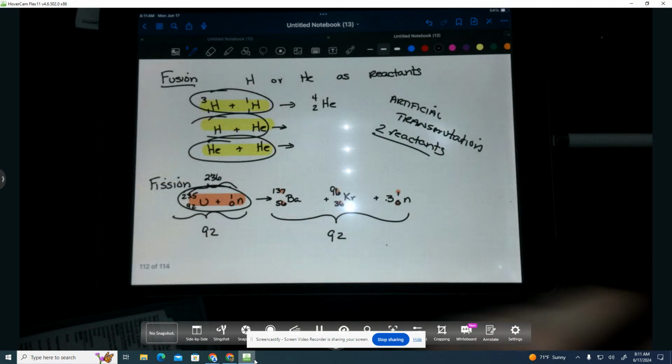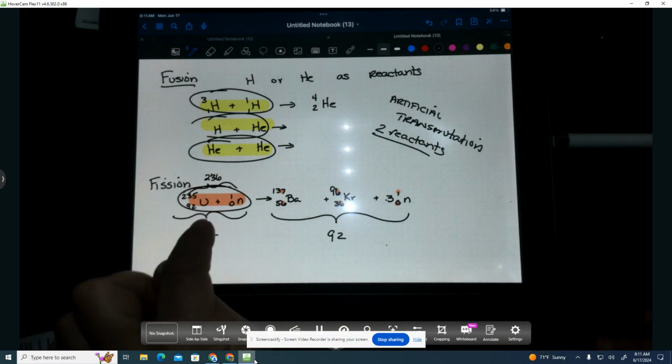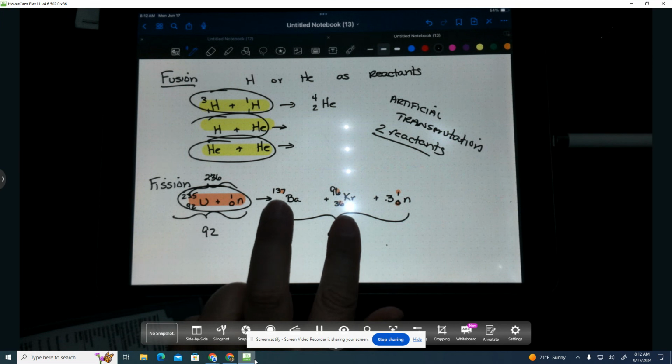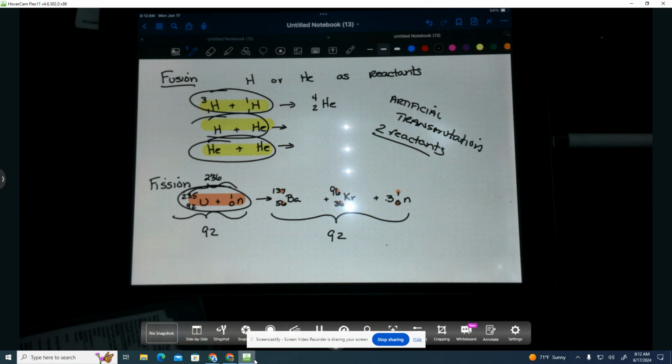Fusion means to fuse together, to come together. So two small things become one bigger. Fusion was only with hydrogens and heliums. And then fission, split apart. Division, fission, division. They're dividing into two smaller pieces. How do we know what they're going to divide them into? Well, they're going to give you this. There's a couple ways they ask this.